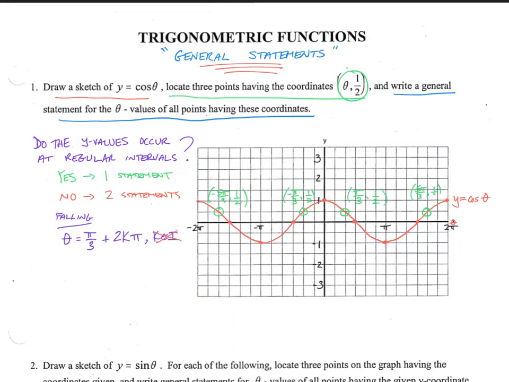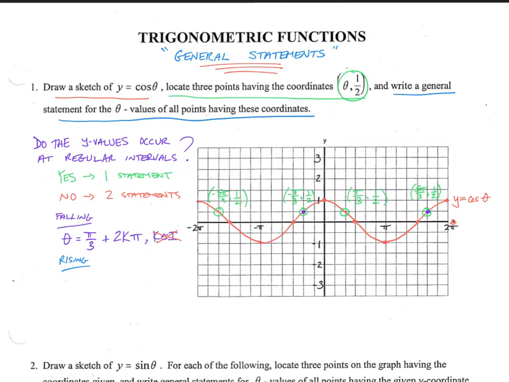So, I've created a statement of when we are falling to a half. Let's now examine the other case, where we are rising to a half. So I pick any point on my graph where I am rising to a half. And so maybe we pick way up here at 5 pi by 3, or maybe we pick here.